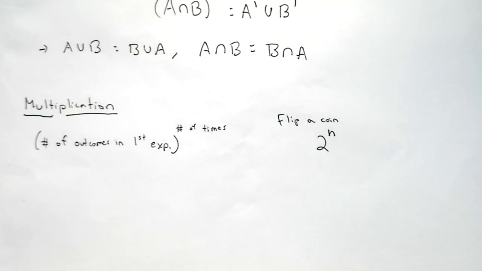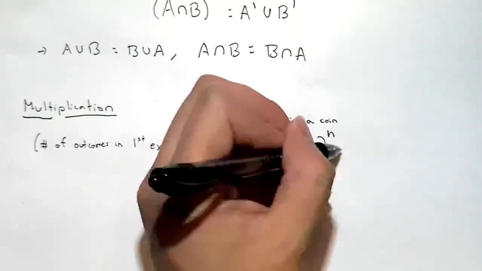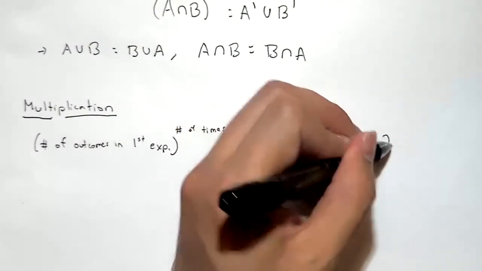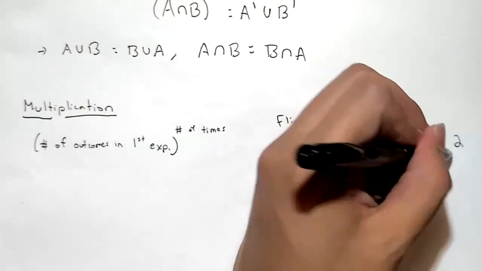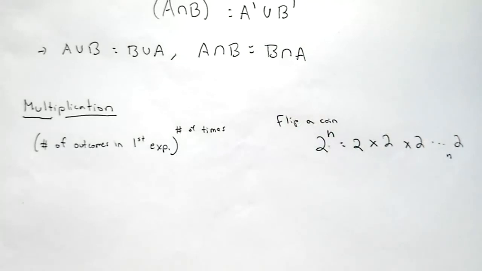Now that's okay if every experiment has the same number of outcomes. But what if it doesn't? Well, if it doesn't, you can still generalize this, except that instead of elevating to an exponent, you're just multiplying. Because all you're doing here is multiplying 2 times 2 times 2 all the way to n times, right? So 2 times 2 times 2 times 2 times 2, all the way to your letter n.